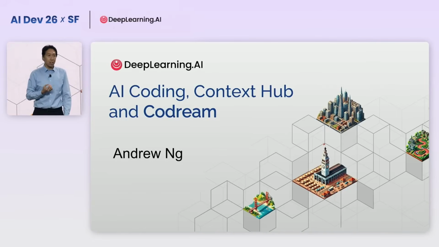What I want to do today is share with you what I'm seeing with the future of software engineering as it relates to AI coding, and touch on Context Hub and a new thing that I announced a little bit ago, to share with you more, I think, how we can hopefully help developers navigate to this future.